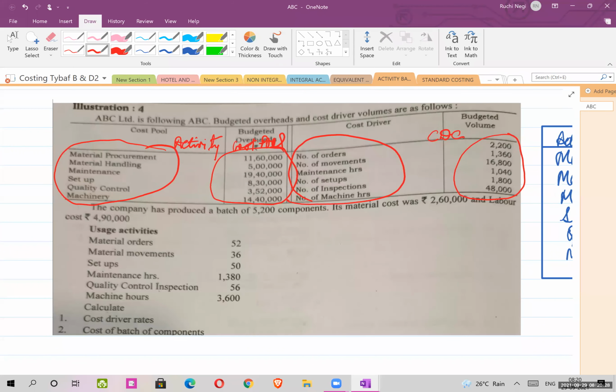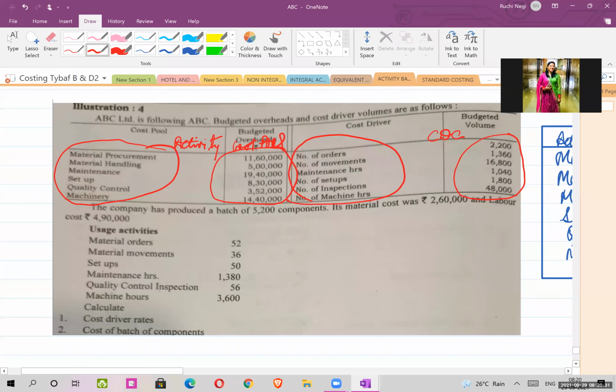So nice sum, everything is, the platter is available, full platter is available. You don't even have to identify it or calculate anything. Everything is ready-made given in the question. Activity is mentioned, cost pool is mentioned, cost driver is mentioned, and cost driver capacity is also calculated, which is generally missing in the question.